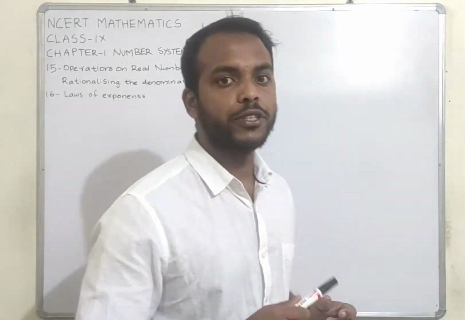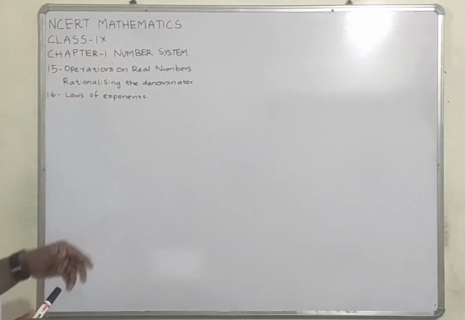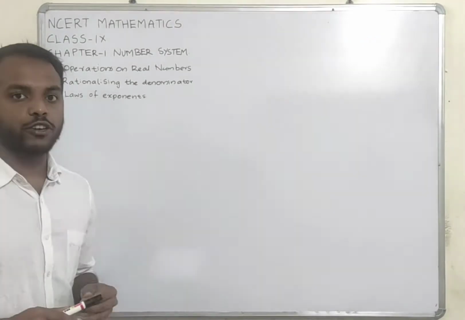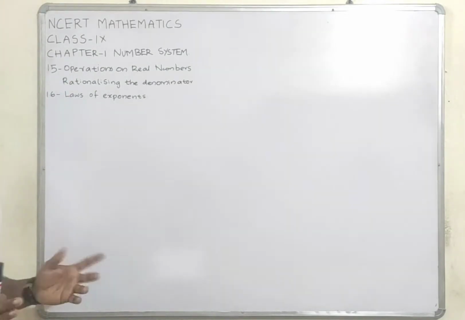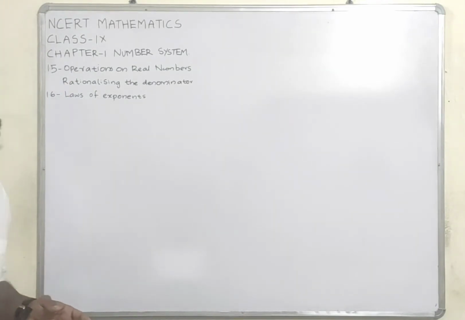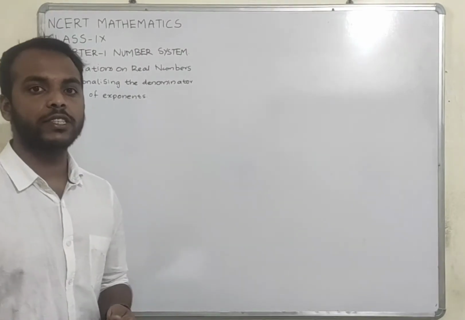The topics that we are going to see today are operations on real numbers, rationalizing the denominator, laws of exponents, and some identities based on irrational numbers. So let's begin with the first topic, operations on real numbers.